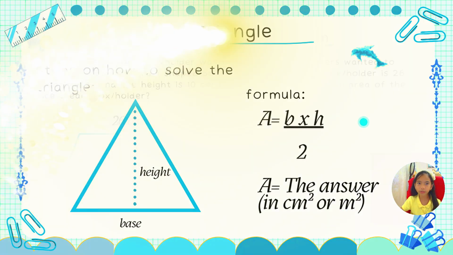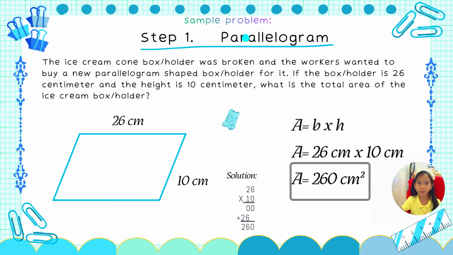So here we have a sample problem of how we can solve a parallelogram. Let's go ahead and read this sample problem. It says the ice cream cone box or holder was broken and the workers wanted to buy a new parallelogram-shaped box or holder for it. If the base of the box or holder is 26 centimeters and the height is 10 centimeters, what is the total area of the ice cream box or holder?